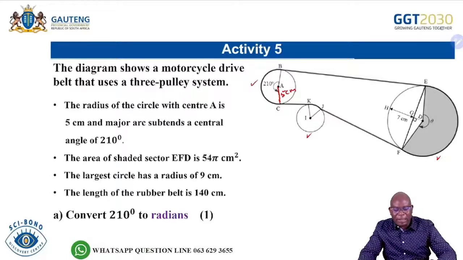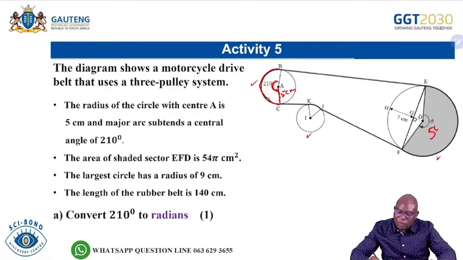The measure arc subtends a central angle of 210, which is there. You see, the angle there is 210. So if I've got a radius and a central angle, I can get the arc length. You see, I can get the length of that belt on the pulley. The area of the shaded sector in this one is already given as 54 pi.